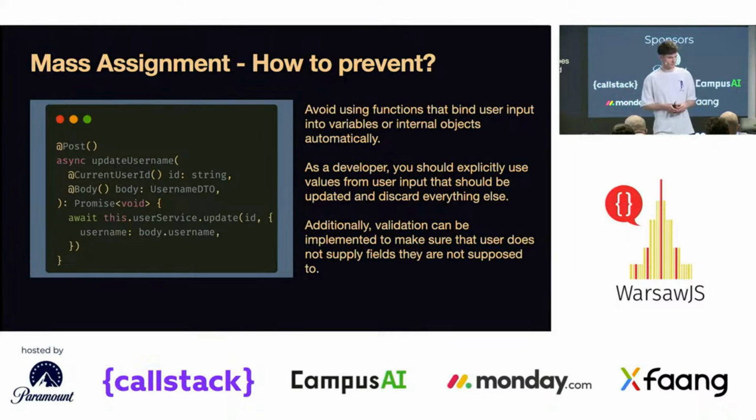To prevent this, as a developer, it's your responsibility to always enumerate exactly what values should be applied from the request object to your database. So this code will also work perfectly. But now we specify that we only want to update username from the HTTP request object, and discard everything else.